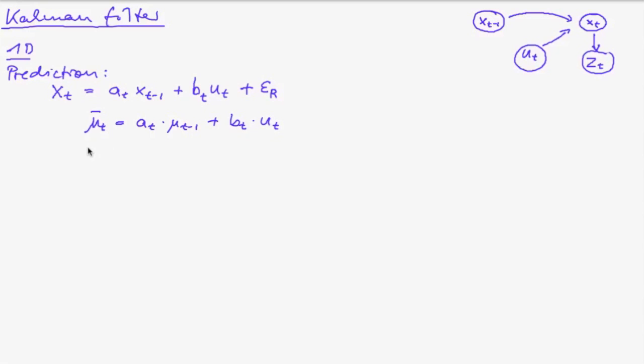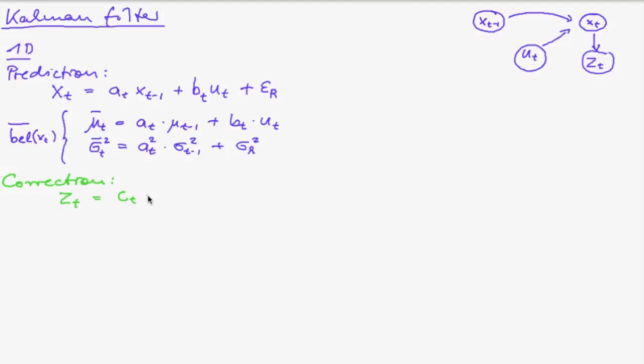And for the variance we obtain that it is the old variance multiplied by our linear factor, which needs to be squared, plus our system noise. And so this was our way to represent our predicted belief using the first and second moment of a Gaussian distribution. And in the second step we had a correction, so we measured a value c, which should be equal to ct times xt plus some noise.